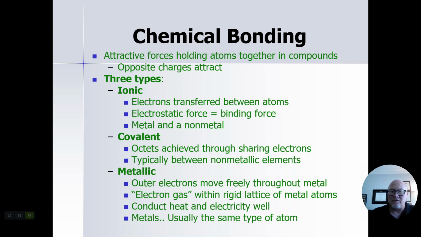So usually metallic bonds are going to be found obviously between metals, and usually it's the same type of atom. So this is the way that metal atoms stick together to make that particular metal. But it also makes them highly able to conduct electrical currents, makes them highly conductive.